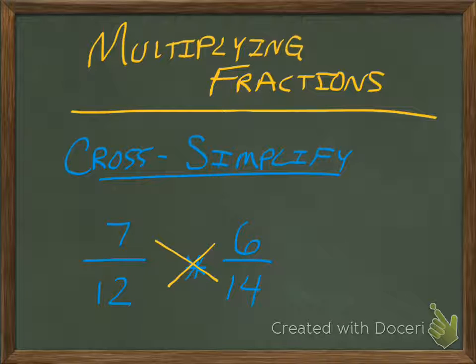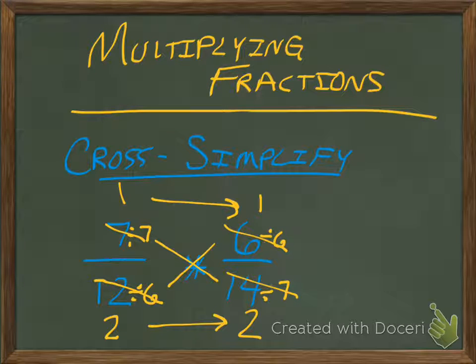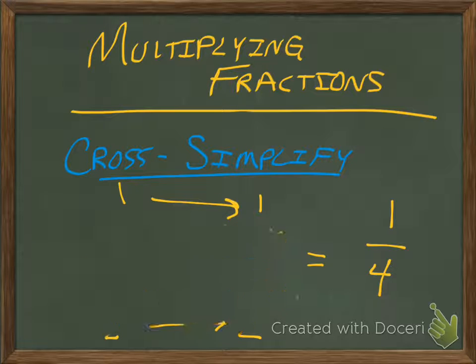12 and 6. Do 12 and 6 have anything in common? Absolutely, I can divide by 6. So if I divide both of these numbers by 6, I end up with 1 and 2. 7 and 14. Do they have anything in common? Yeah, I can divide both of those by 7, and I end up with 1 and 2. Now, multiply straight across. I get 1 times 1 is 1. 2 times 2 is 4. 1/4.